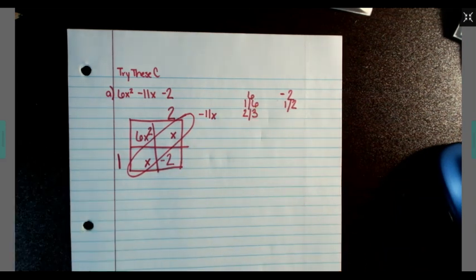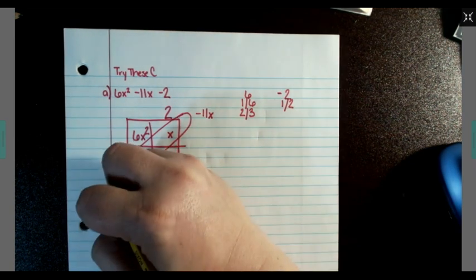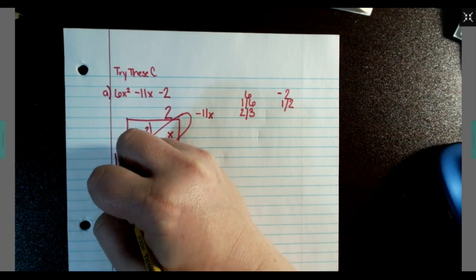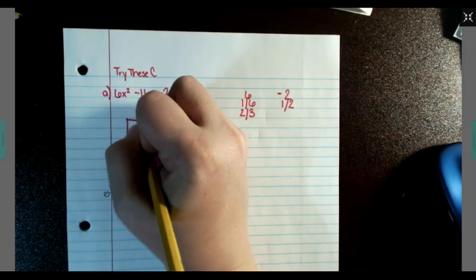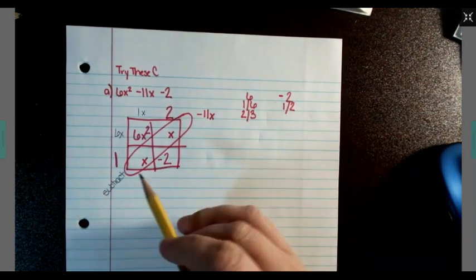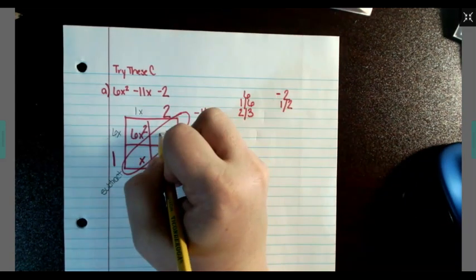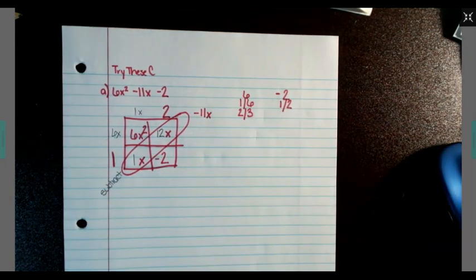Now, because I know that one is positive and one has to be negative in order to get this -2 here, I know that I am actually subtracting these two terms that are on this diagonal. This is definitely going to be a subtraction. Okay, well, let's try this. We could do 1x here, 6x here, right? Well, if I do 1x and 6x, that would make this 12x, and that would make this 1x. If I subtract those, could I get a -11x? Yes, I could.